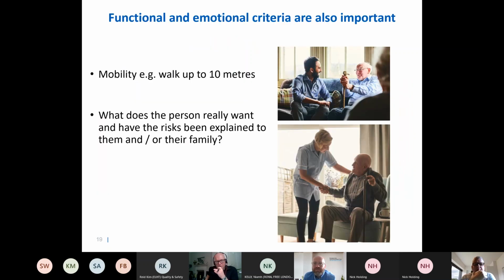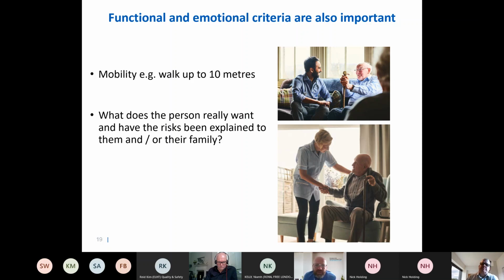But it's important to note that while medical criteria and clinical criteria are important, functional and emotional criteria are really important too, and working with patients and their loved ones is important too. So what does mobility mean? It might be agreed that we want the patient to be able to walk up to 10 meters prior to discharge. That's because that's what they need to do when they're at home, if they want to work their way around their home and perhaps make it to the bathroom and to bed.